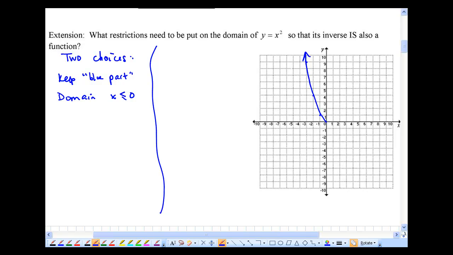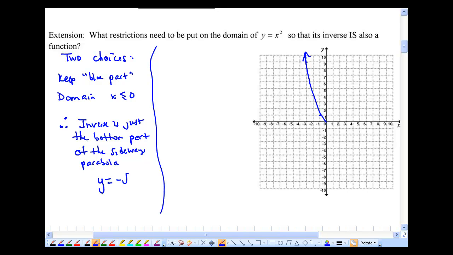Well, what that does is, therefore, your inverse is just the bottom part of the sideways parabola. And that corresponds to the equation y equals negative root x. So here's where I'm going to graph out those. Okay, f inverse of x. This is y equals x squared.